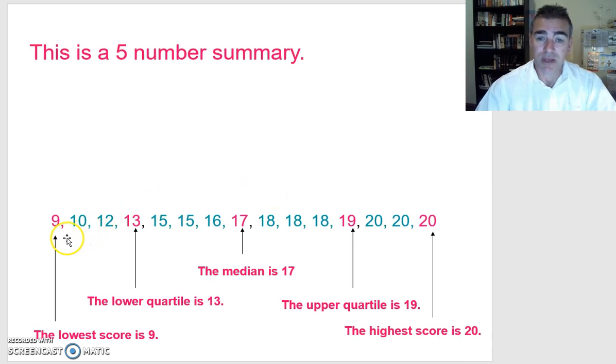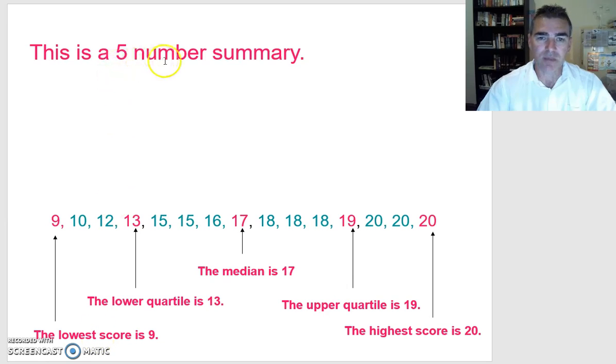So what we now have, if we put all of that together, is what we call a 5-number summary. And it's pretty obvious why. Because we now have 5 numbers that tell us about all of this data set. The median we found before was 17. The lower quartile is 13. The upper quartile was 19. Our highest score is 20. And our lowest score is 9.